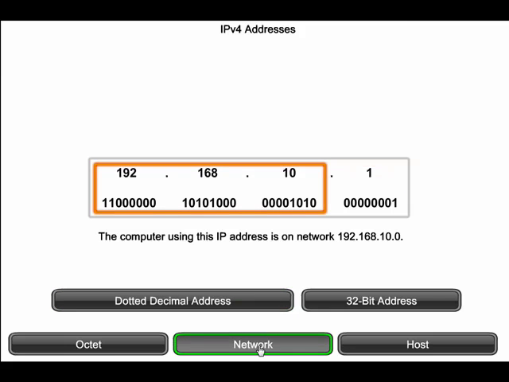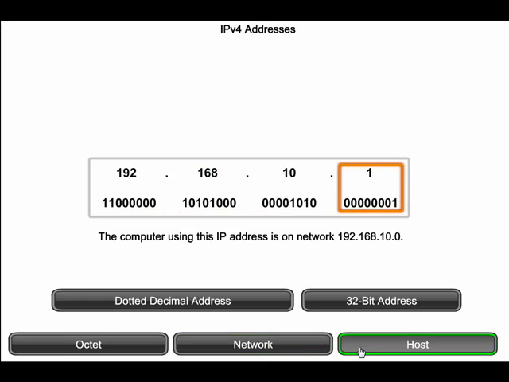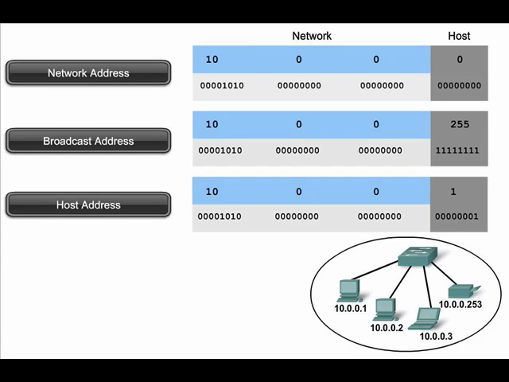We define a network as a group of hosts that have identical bit patterns in the network portion of their addresses. The host portion identifies one device on that network. If you don't already know the conversion process, learn to convert binary to decimal so you can easily identify the details of an IPv4 address. Within the address range of each IPv4 network, there are three types of addresses. These are network addresses, broadcast addresses, and host addresses.